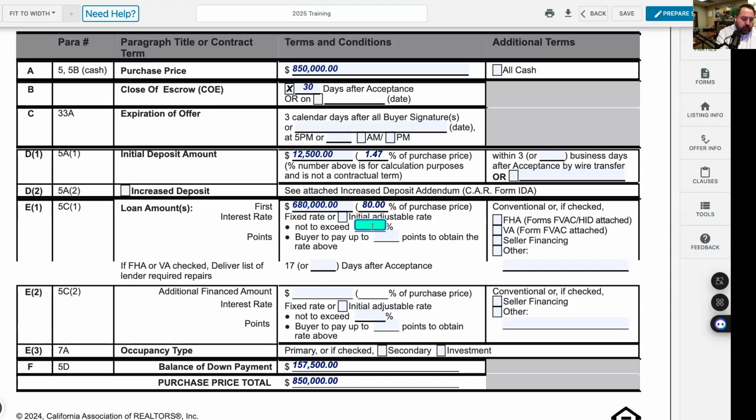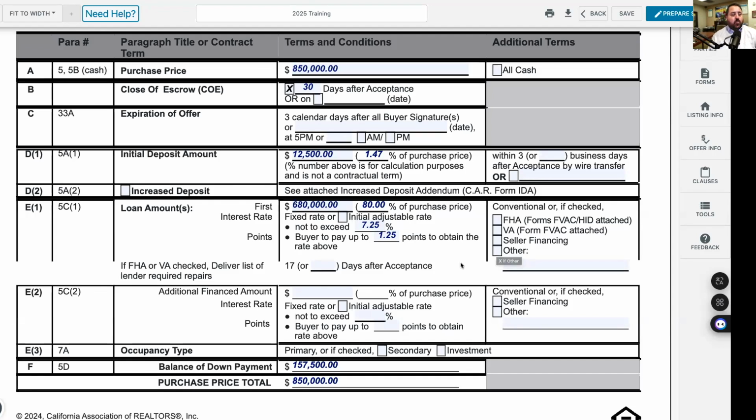Oh, sorry, I started to jump ahead already. Okay. Most buyers aren't paying any points right now, but if your buyer is paying points to get a rate, make sure that you at least acknowledge that they are paying some points there, right? So if they're paying one, just put 1.25 or whatever, but most buyers aren't paying any points right now. Like I said, this is by default a conventional loan, okay? If this is not going to be conventional, then you have to make sure that you're checking off what it is, FHA, VA, or what other type of financing it may be.